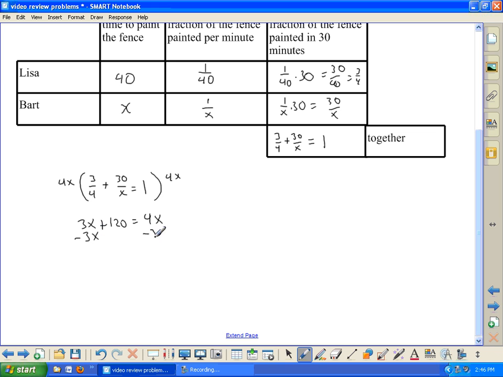Just subtract 3x from both sides, and you get 120 is equal to x, which means that it takes Bart 120 minutes, or 2 hours, to paint the fence by himself.